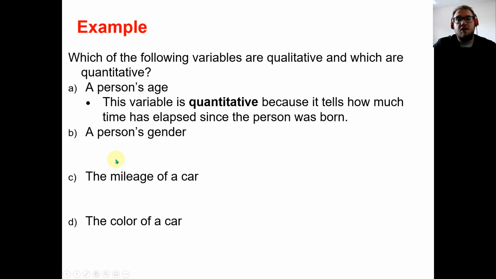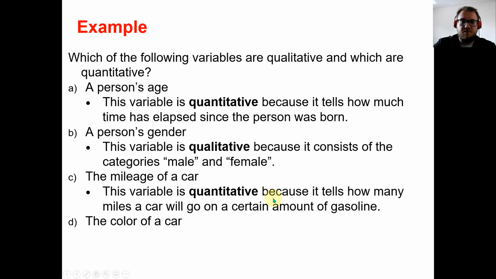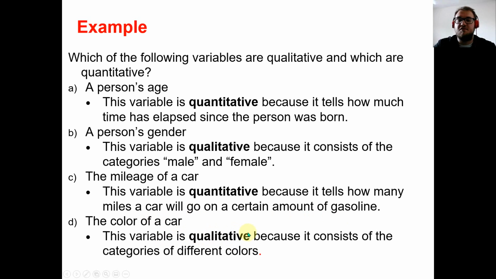A person's gender, is that qualitative or quantitative? It's qualitative because it consists of the categories male and female, or other if you decide to identify as a different gender. C, the mileage of a car, is quantitative because it tells us how many miles a car will go on a certain amount of gasoline. And then the color of a car is going to be qualitative because it consists of categories of different colors. Colors are not numbers, so it's clearly categorical or qualitative.